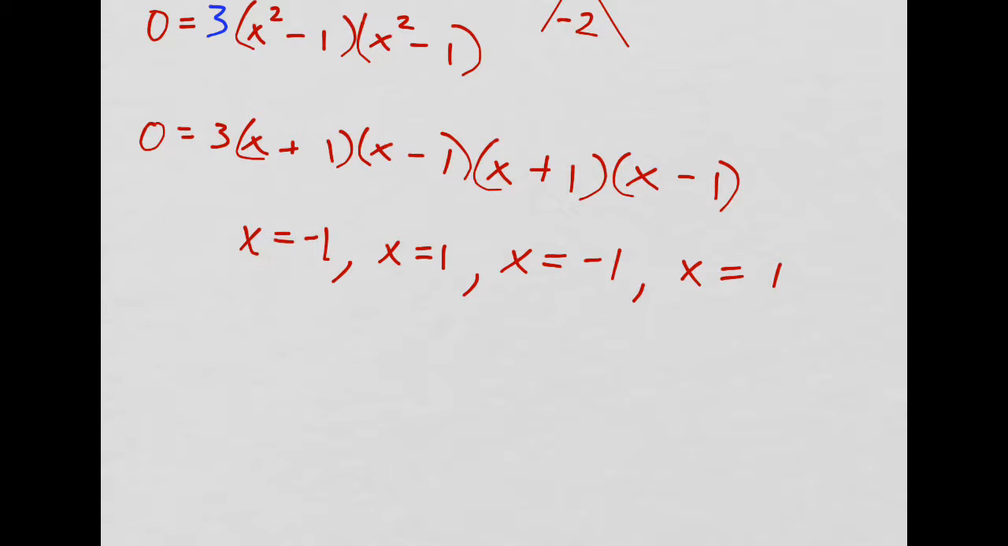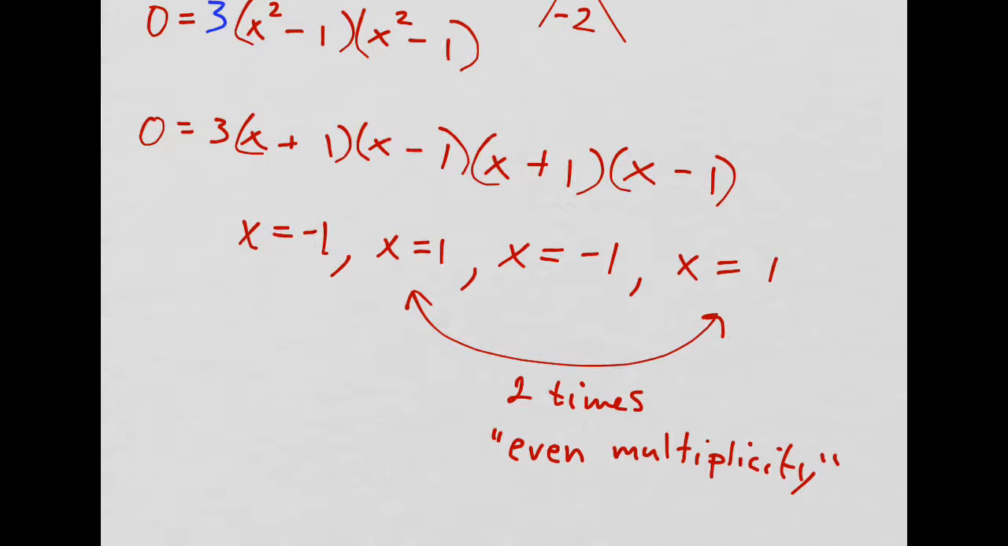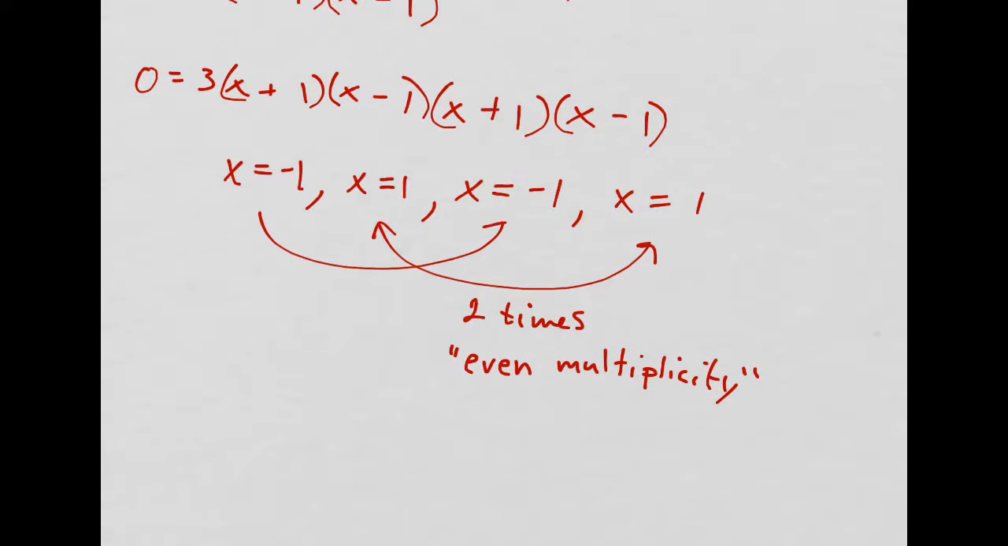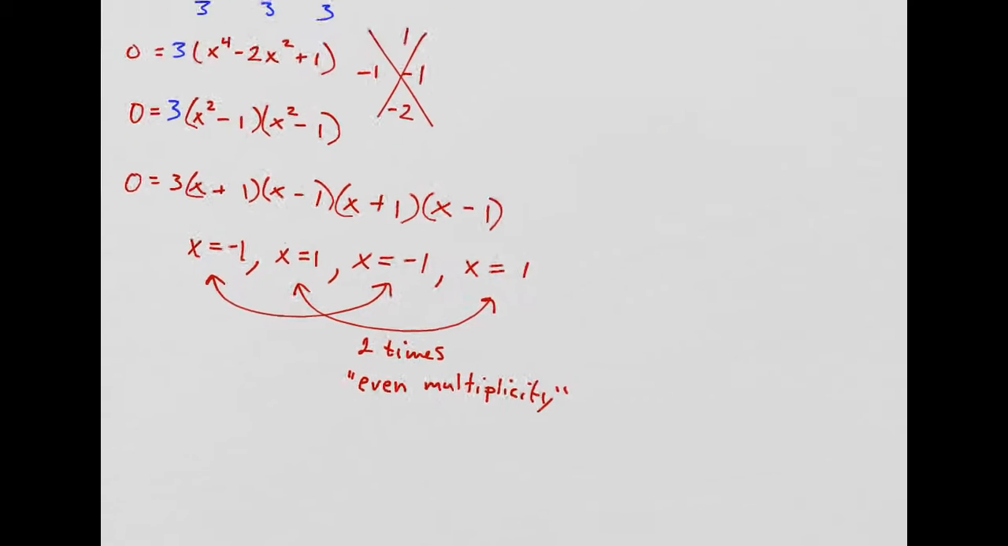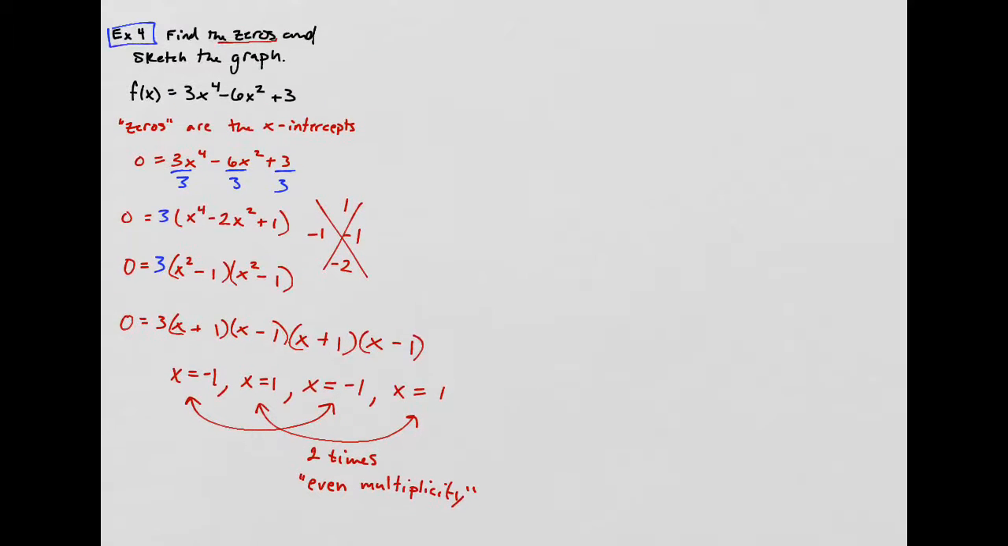Okay, whoa, whoa, whoa. Look at this, those are the same. And it happens twice, 2 times. When things happen twice, it's called even multiplicity. And that actually helps us with our graph. But for now, that's even multiplicity. And these were x-intercepts. So, in fact, we can actually start sketching the graph now.